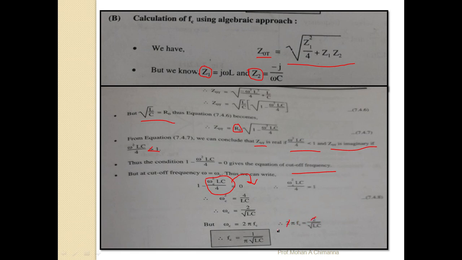Once we cancel the 2 and 2 from LHS and RHS, only pi fc equals 1 upon root of LC remains. Then fc is calculated: fc equals 1 upon pi under root of LC. In this way we calculated the cutoff frequency fc, which is equal to 1 upon pi under root of LC.